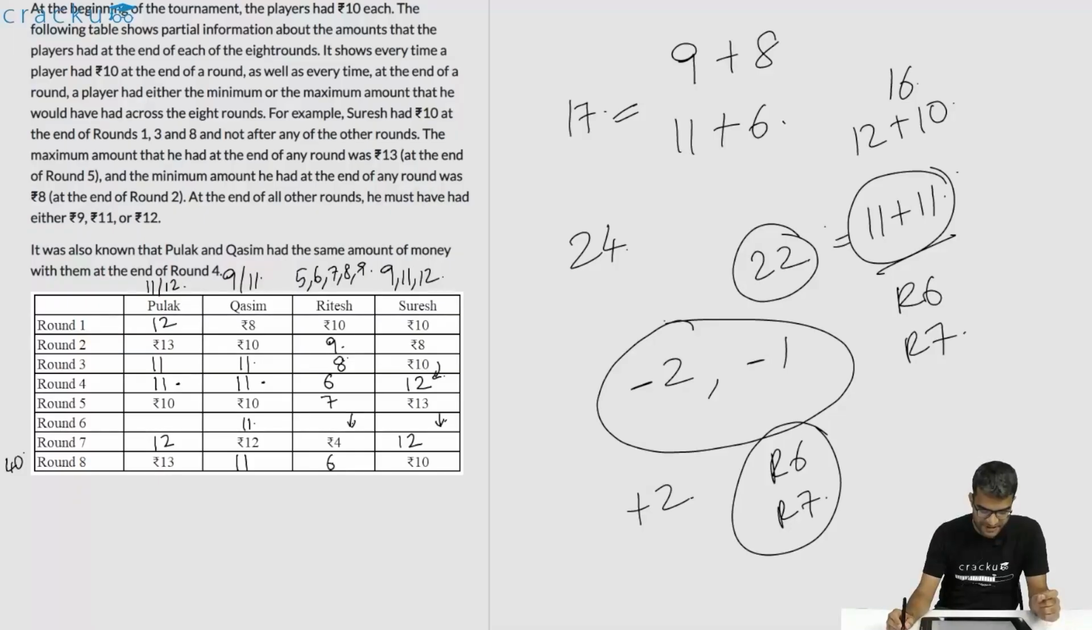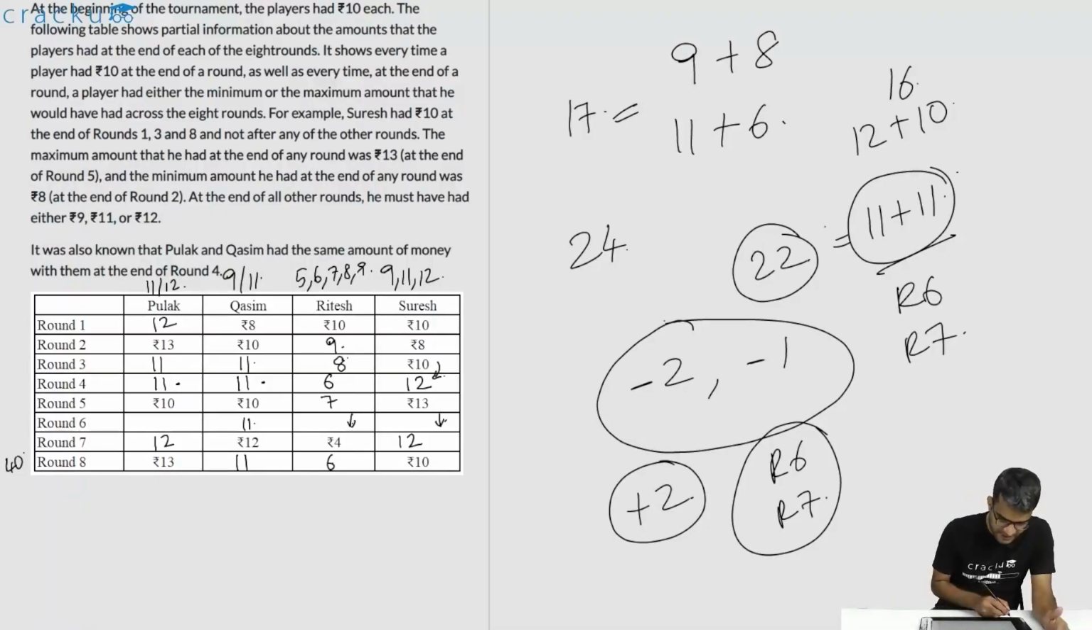Now that cannot be Kasim because Kasim gained 1 rupee in round 6 and round 7. That cannot even be Suresh because Suresh cannot gain 2 rupees either in round 6, because then it will become 15, that's not allowed, or even in round 7, because if he is gaining 2 rupees in round 7, it would imply that the money with him has to be 10. That is not allowed because he cannot lose 3 rupees. This would imply that the only person who would gain 2 in round 6 or round 7 has to be Pulak, and therefore this has to be 12.